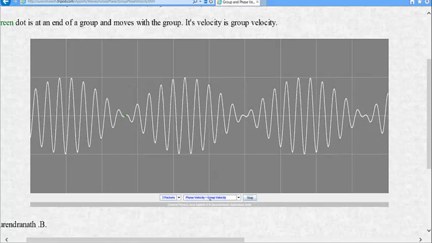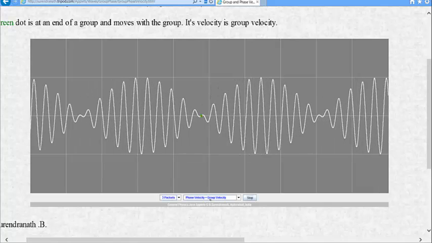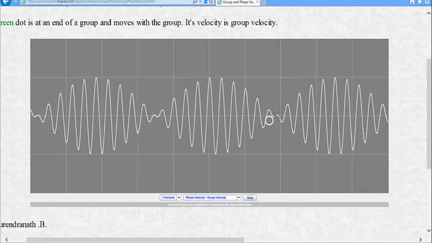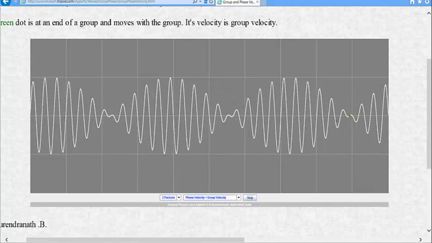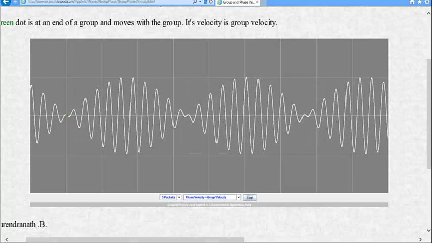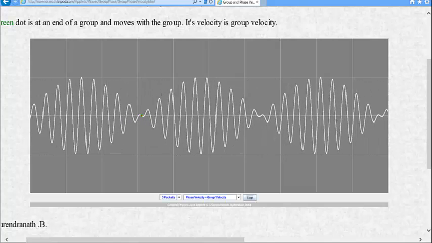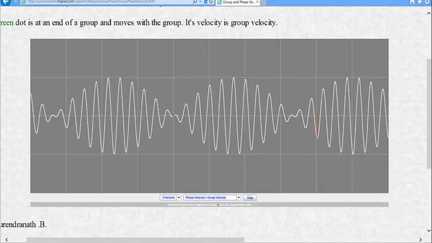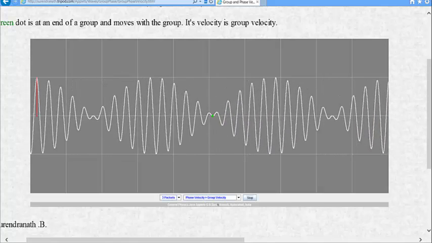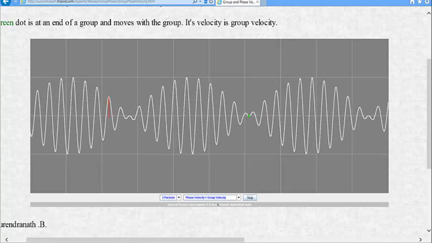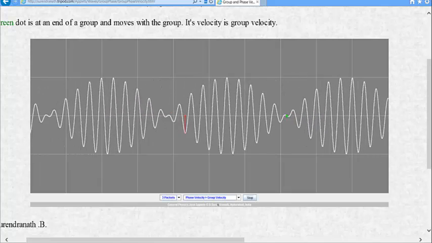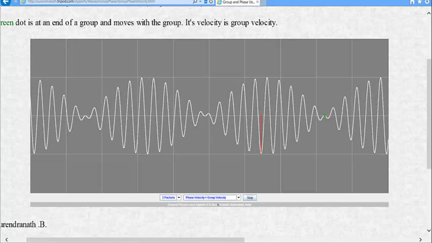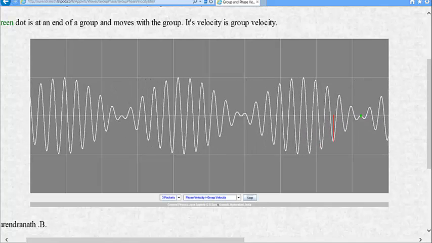Alright, so now I'm sending the entire wave train forward. The red and green dots are actually overlapping because the pulse envelope is moving at the same speed as that underlying sine wave. This, however, is what pulses tend to look like in practice. The speed of the overall envelope and the speed of the sine wave underneath are not the same.